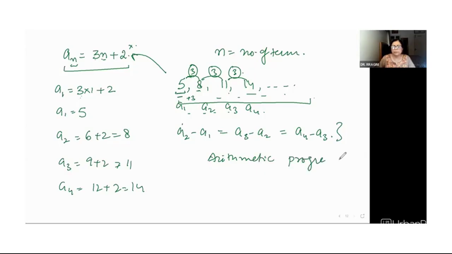Arithmetic progression, right? In an arithmetic progression, this is called the first term. A1 is called the first term, and A2, A3 are the respective terms on the second, third, and fourth number. And the difference between two consecutive terms is called the common difference, right?